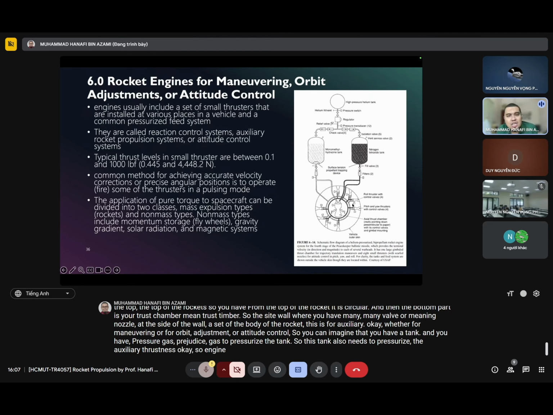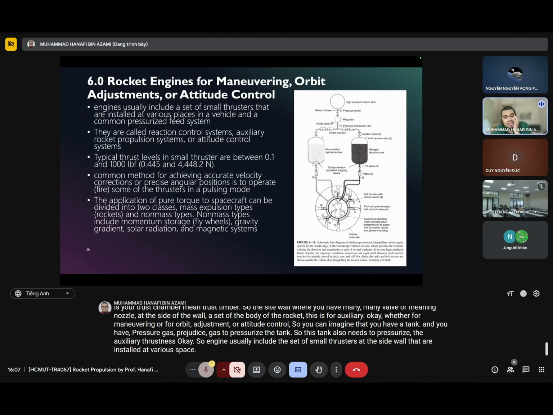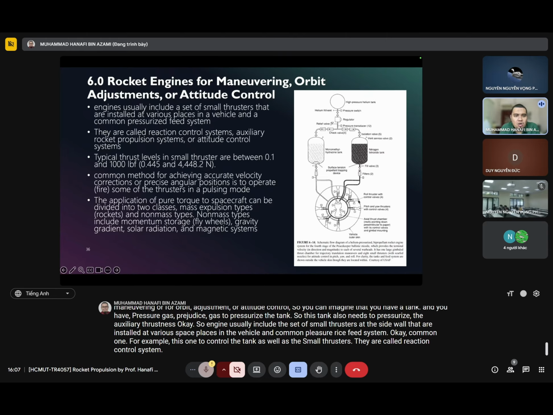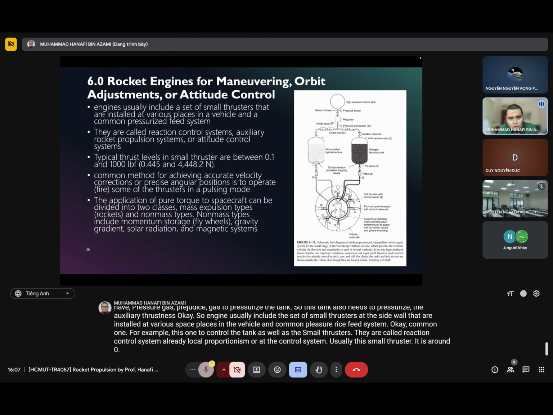The engine usually includes a set of small thrusters at the side wall, installed at various places in the vehicle, with a common pressurized feed system. So, for example, this one controls the tank as well as the small thrusters. They are called the reaction control system, auxiliary rocket propulsion system, or attitude control system. Usually the small thruster is around 0.4 to 4 kilonewtons of thrust. It's not that much.